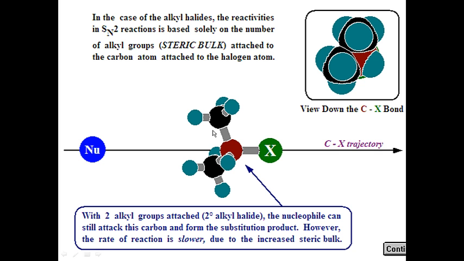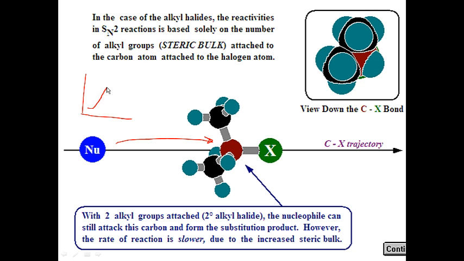If we go to a secondary halide, you can see that with two alkyl groups, the backside attack is somewhat negated by these two methyl groups. But the reality is there's still not enough steric hindrance to stop the nucleophile from coming in and attacking that carbon. The reaction is slower, though, because now there's steric hindrance from these two methyl groups around that carbon versus there being just one.